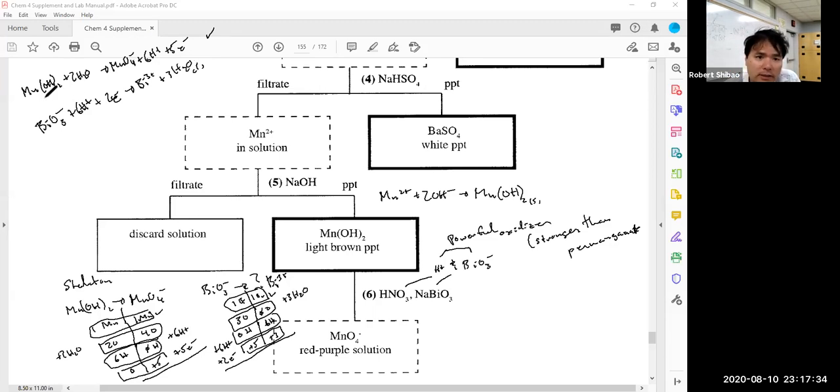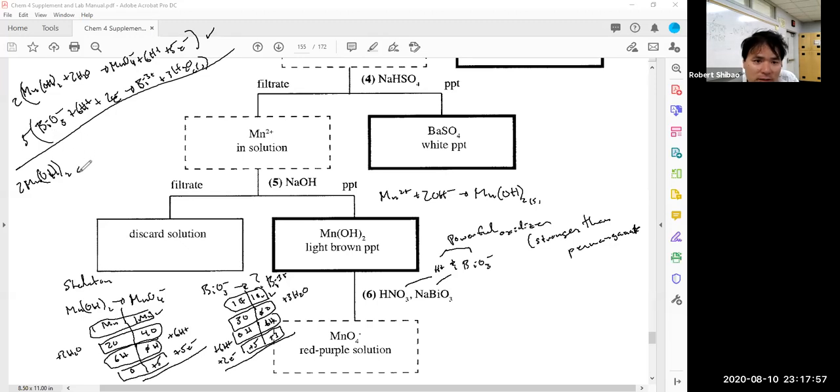All right, and so we need to add these together. So I'm going to multiply the top one by 2. That's going to give me 10 electrons here. And then the bottom one by 5. That'll give me 10 electrons there. And so combining these two, I'm going to get 2 permanganates, or not permanganates, manganese 2 hydroxides.